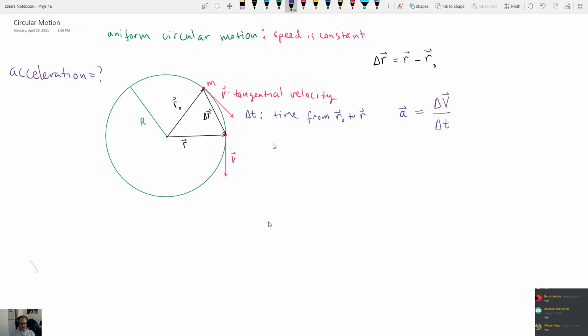Now, in order to do that, we're going to employ a trick from geometry. If I call this angle right here theta, the angle between r initial and r final, then if I were to take my initial velocity vector right here and put it right here, I would argue that this angle is also going to be equal to theta.